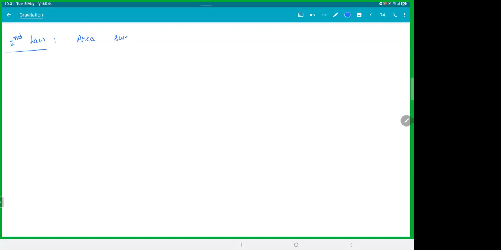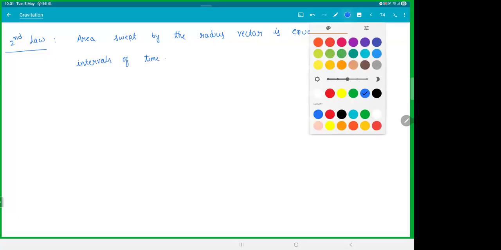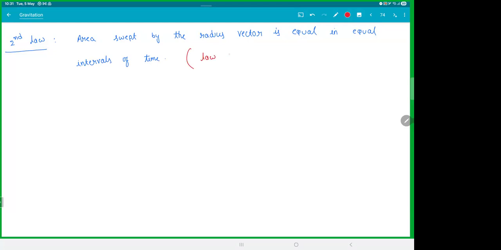The area swept by the radius vector, this we already proved, is equal in equal intervals of time. This is a CT equation. Kepler's second law is another form of what? It is another form of the law of conservation of angular momentum. These are the easy CT level questions. They do ask such things.